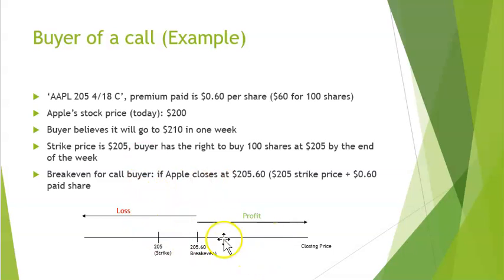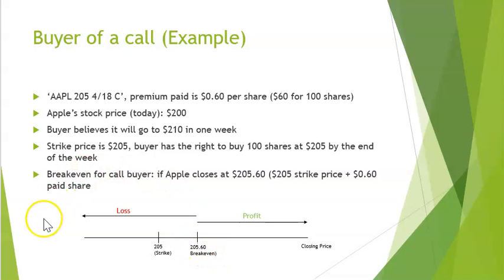This little image below shows the breakeven at $205.60. The buyer makes money if Apple closes above $205.60 and loses money if Apple closes below $205.60. Remember, you always have to account for the premium paid when calculating profit and loss.